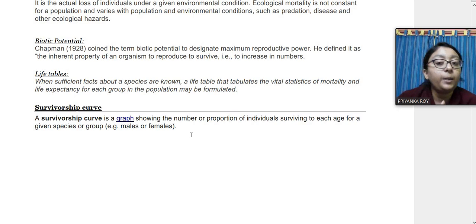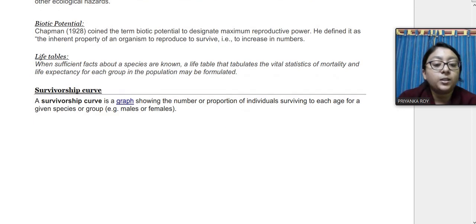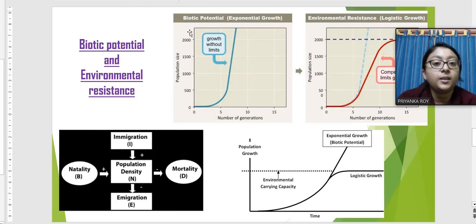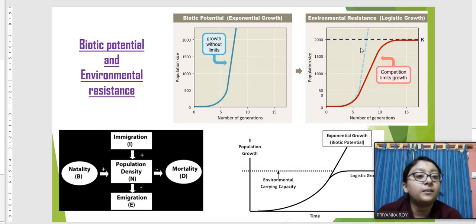Next is a very important term, the biotic potential. This biotic potential is known as the maximum reproductive power of a particular organism. If there is no environmental resistance at all, and the population is growing exponentially, then the potential of the population is known as the biotic potential. Just like here, this is the biotic potential when the growth is without limits, an exponential growth. And when some kind of environmental resistance is there, then competition is limiting the growth and the biotic potential is not realized.